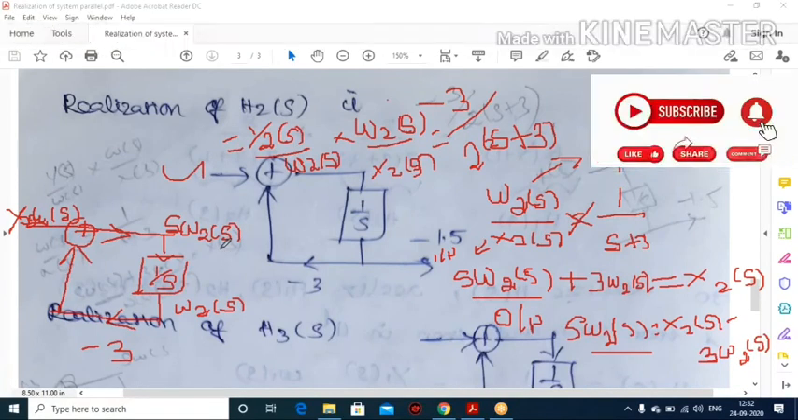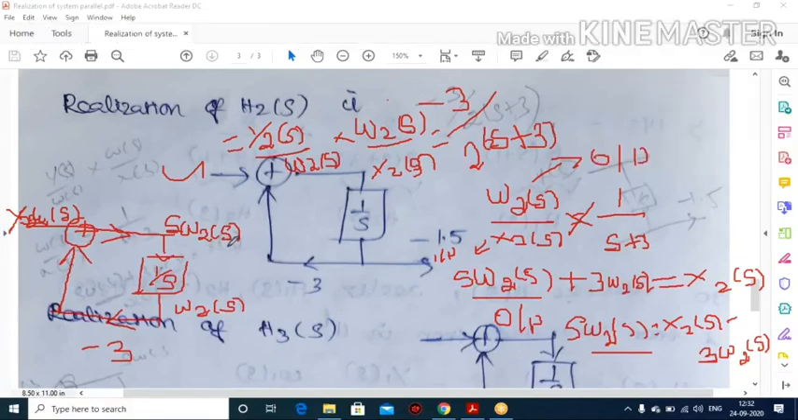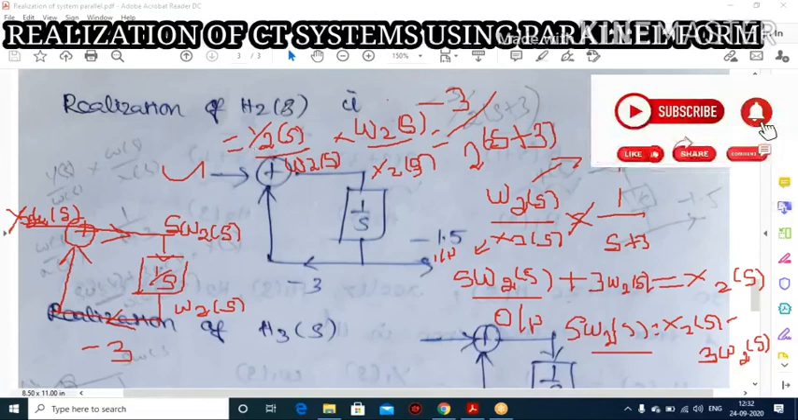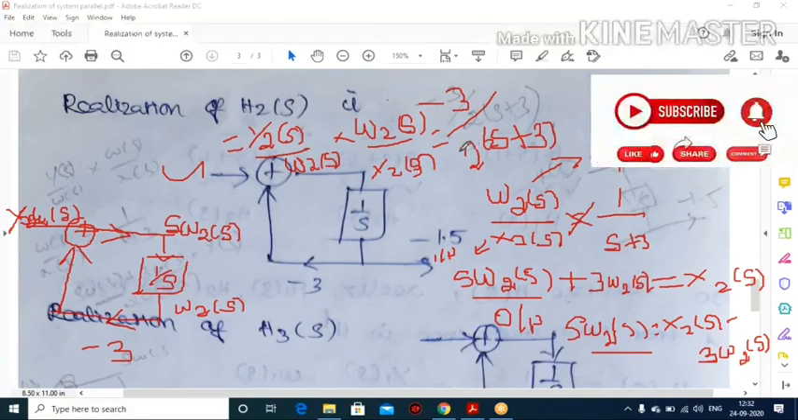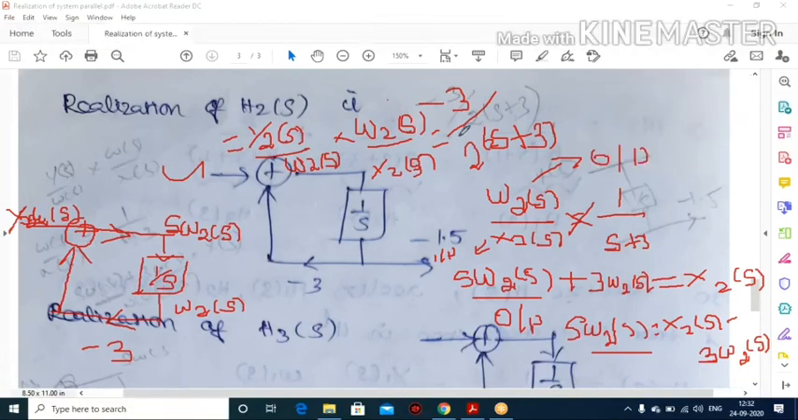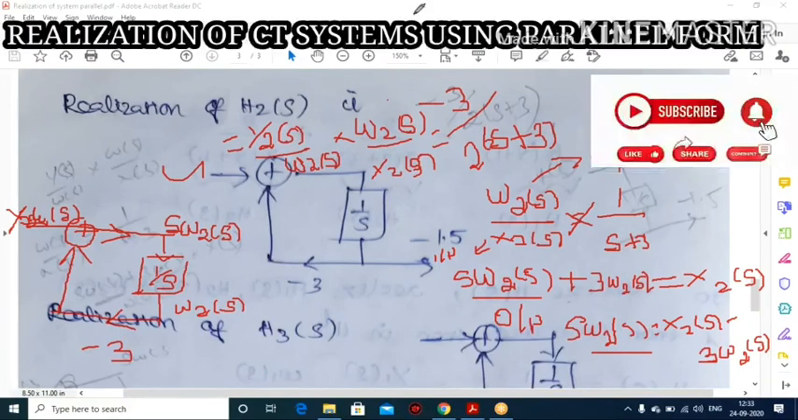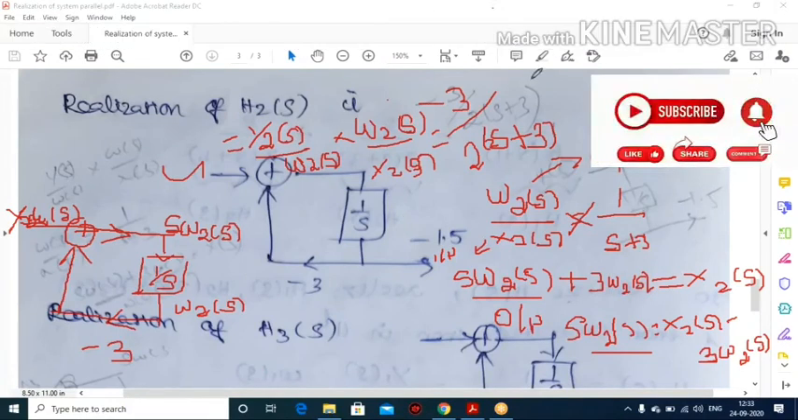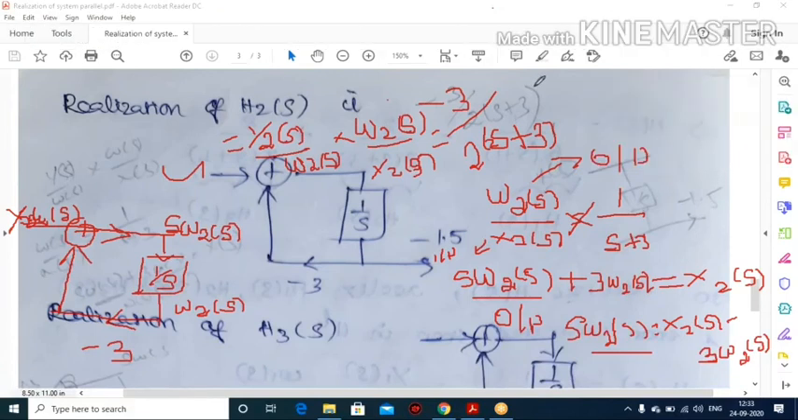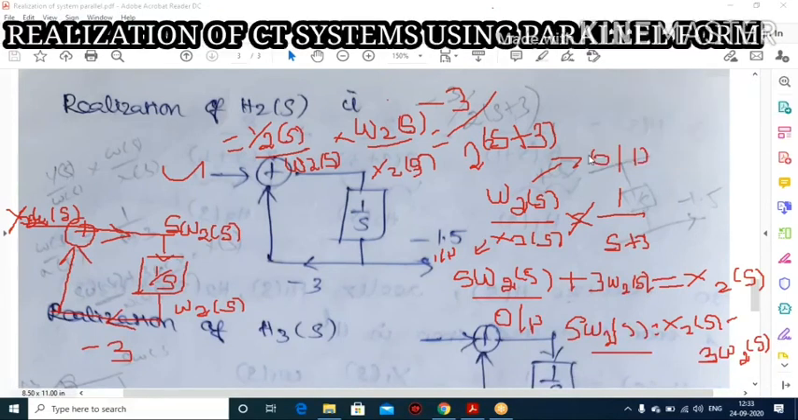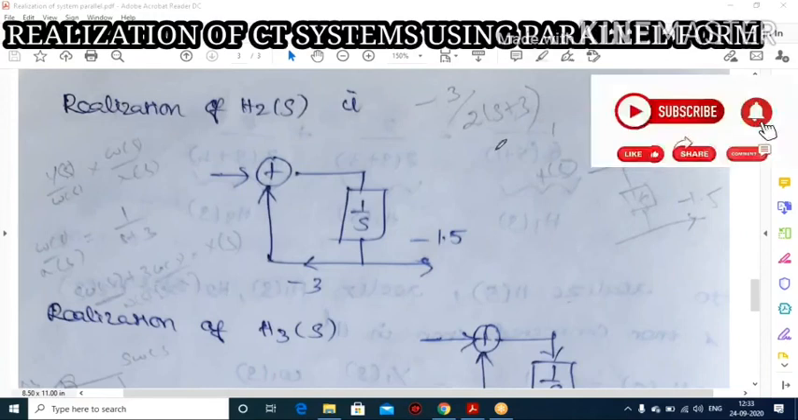Now, am I clear? So the next thing is the second step. The second step will be Y2 of S divided by W2 of S, which will be equal to minus 3 by 2. Isn't it? I erase this content. I erase all this diagram.